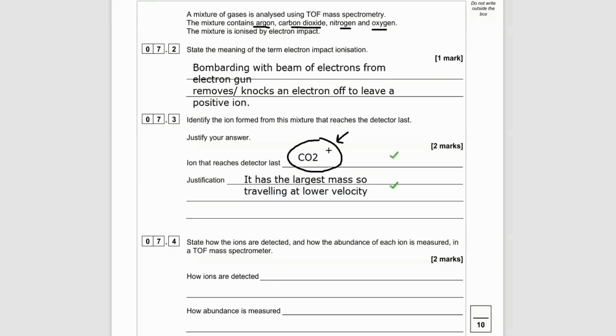Students often get confused and think, don't they all travel at the same velocity? No, they have the same kinetic energy, but as they have different masses, they travel at different velocities.